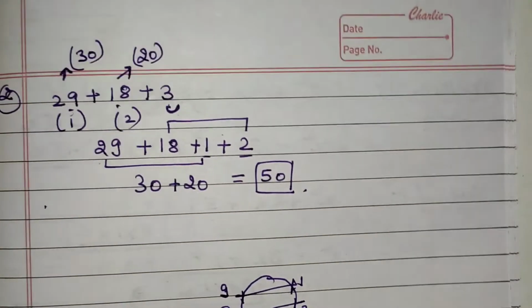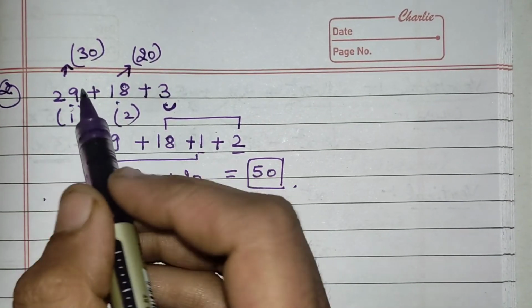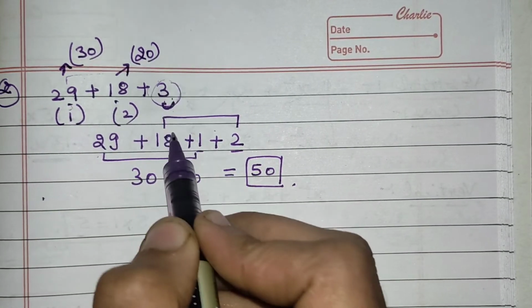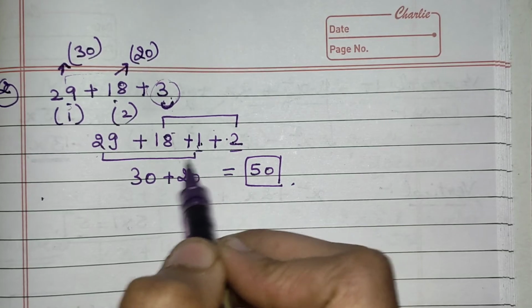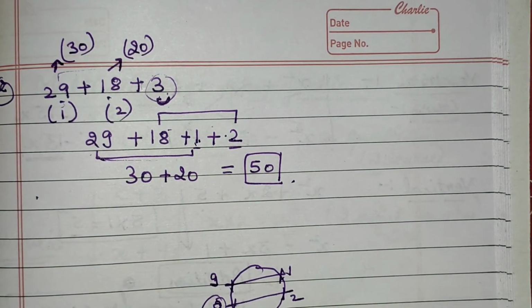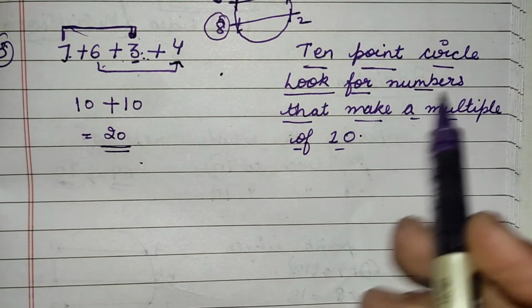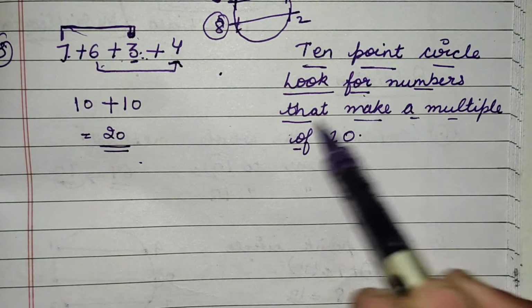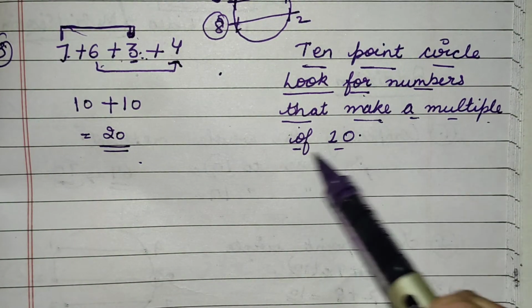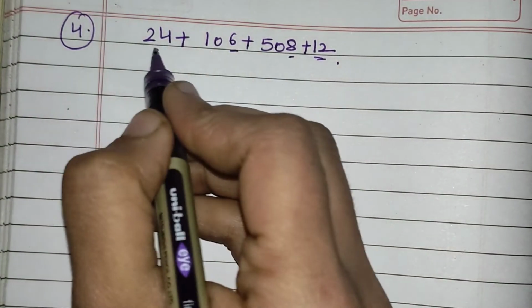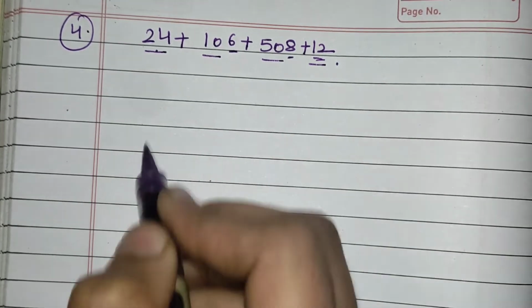So the difference is that in the earlier method I was not having a direct multiple. I had to break my given number so that I could have the nearest multiple of 10. But sometimes you will have some numbers such that by looking only you can see that they are making a multiple of 10. So let's take another example, example number 4, right?